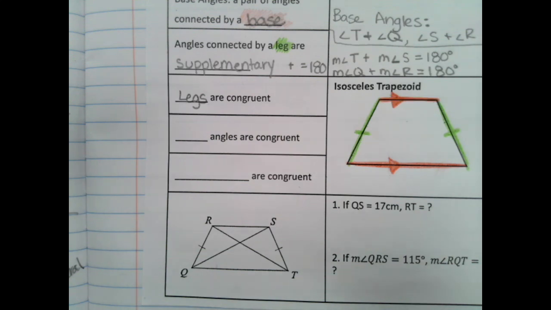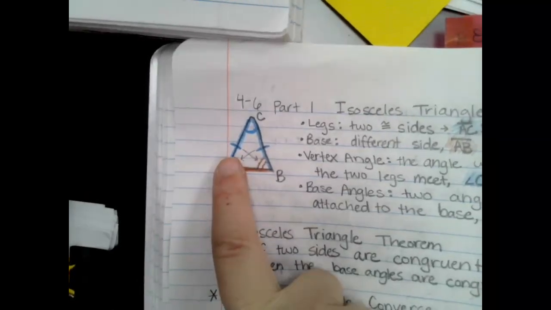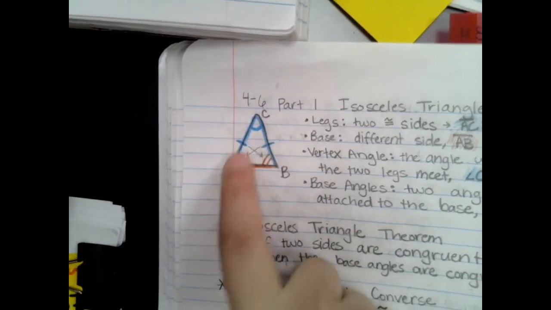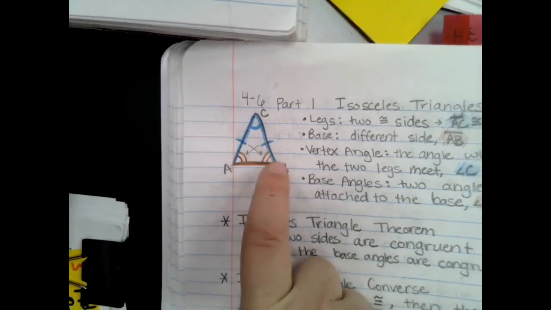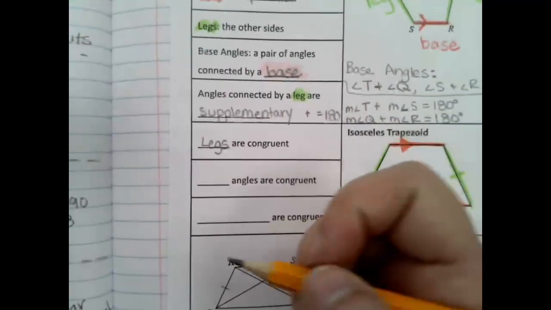Now, with an isosceles triangle, remember when we had two sides that were congruent, we also had two angles that were congruent. I'm going to flip back really quick, don't panic. It's chapter 4, right? There's my equilateral. Isosceles. Remember with an isosceles triangle, we had two sides that were the same, which meant that two angles were the same, the angles across from those sides. We had those base angles. So it's the same thing here. Our base angles are going to be congruent.